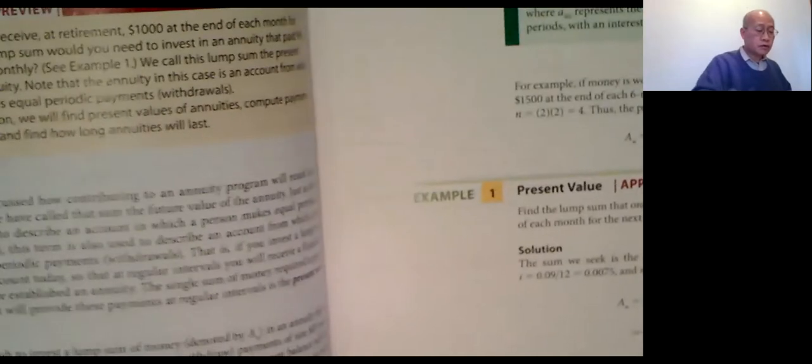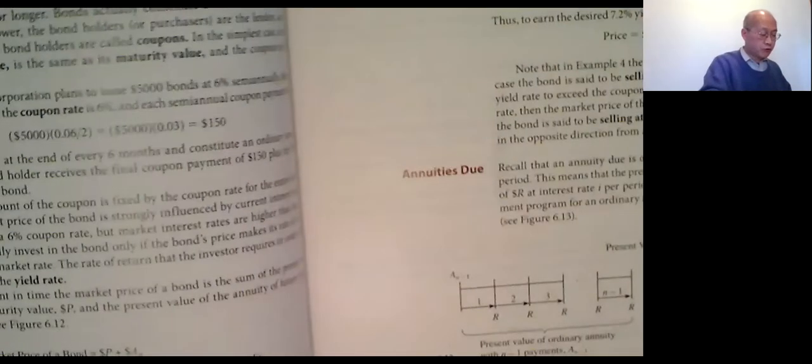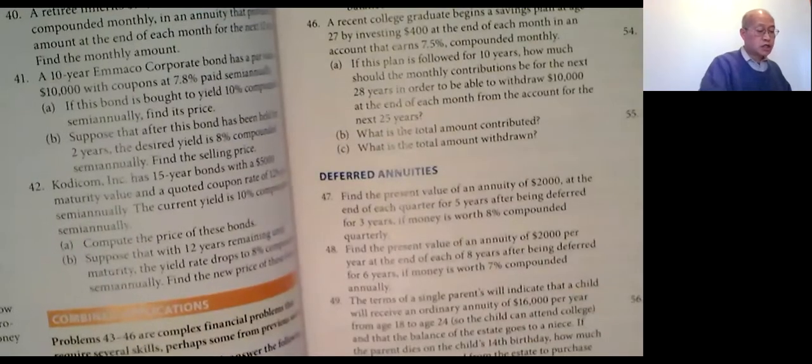So 6.5, it's really the same formula. Now I'm going to hasten to add in 6.5, they show you a different formula.